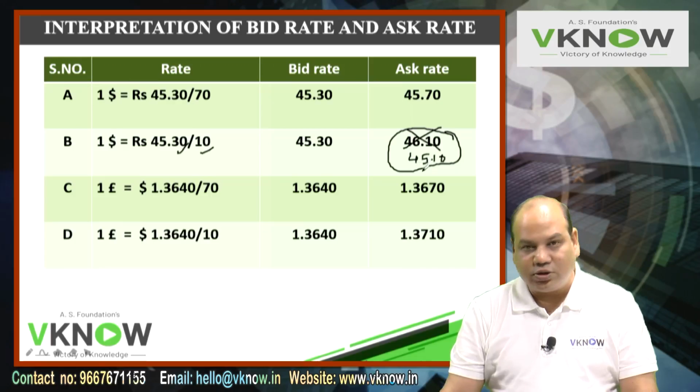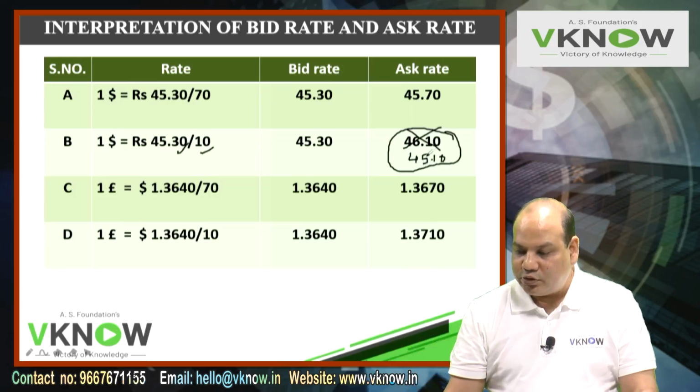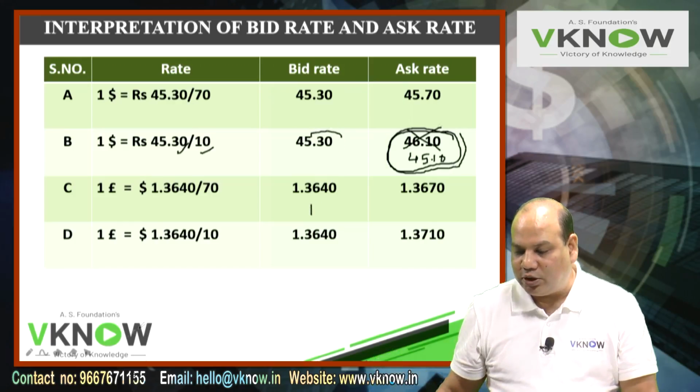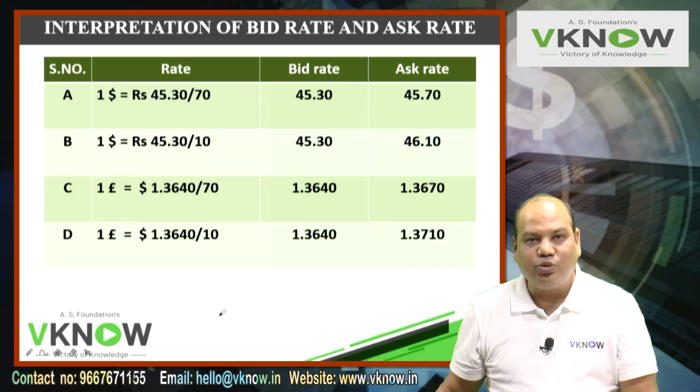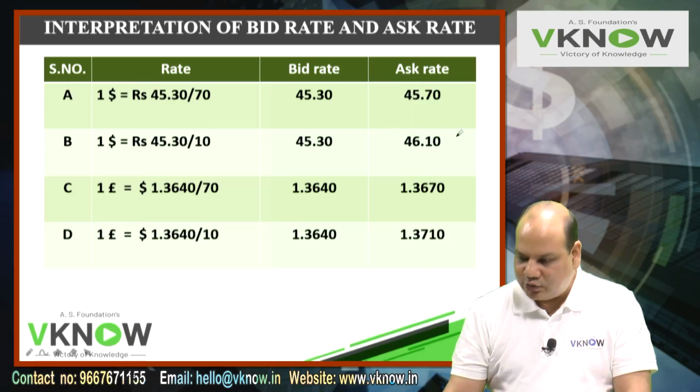If this is the situation, somebody will go to the same bank. First, that customer will buy from that bank at 45.10 because the bank is willing to sell. And to the same bank, you will sell at 45.30. The bank will become bankrupt. The bid rate has to be low. The ask rate has to be high. In that case, I will change this number.